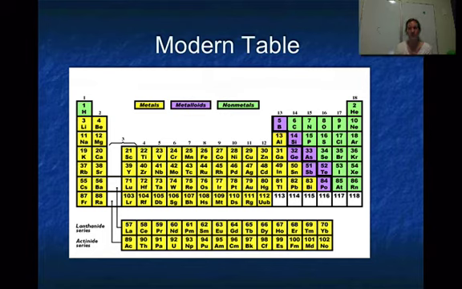Move across the table to column 13. Column 13 with boron and aluminum. Okay, boron and aluminum, they are going to form a +3. They can either lose 3 or they can gain 5. And it'll still be easier to lose 3 than to gain 5.